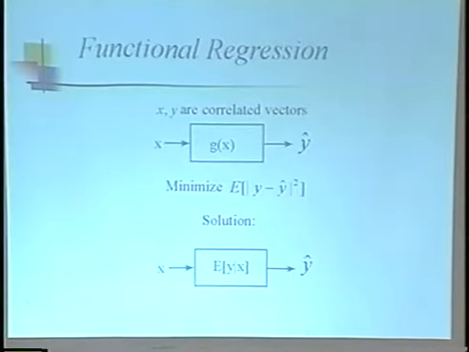If we look at a problem of functional regression, we're trying to find a function g of x that would give us the best estimate we can of y. So we have x and y that are correlated vectors. And typically you would minimize the mean squared regression error. That's there. And the solution, the optimal solution, is of course the optimal estimator, which is the conditional mean.